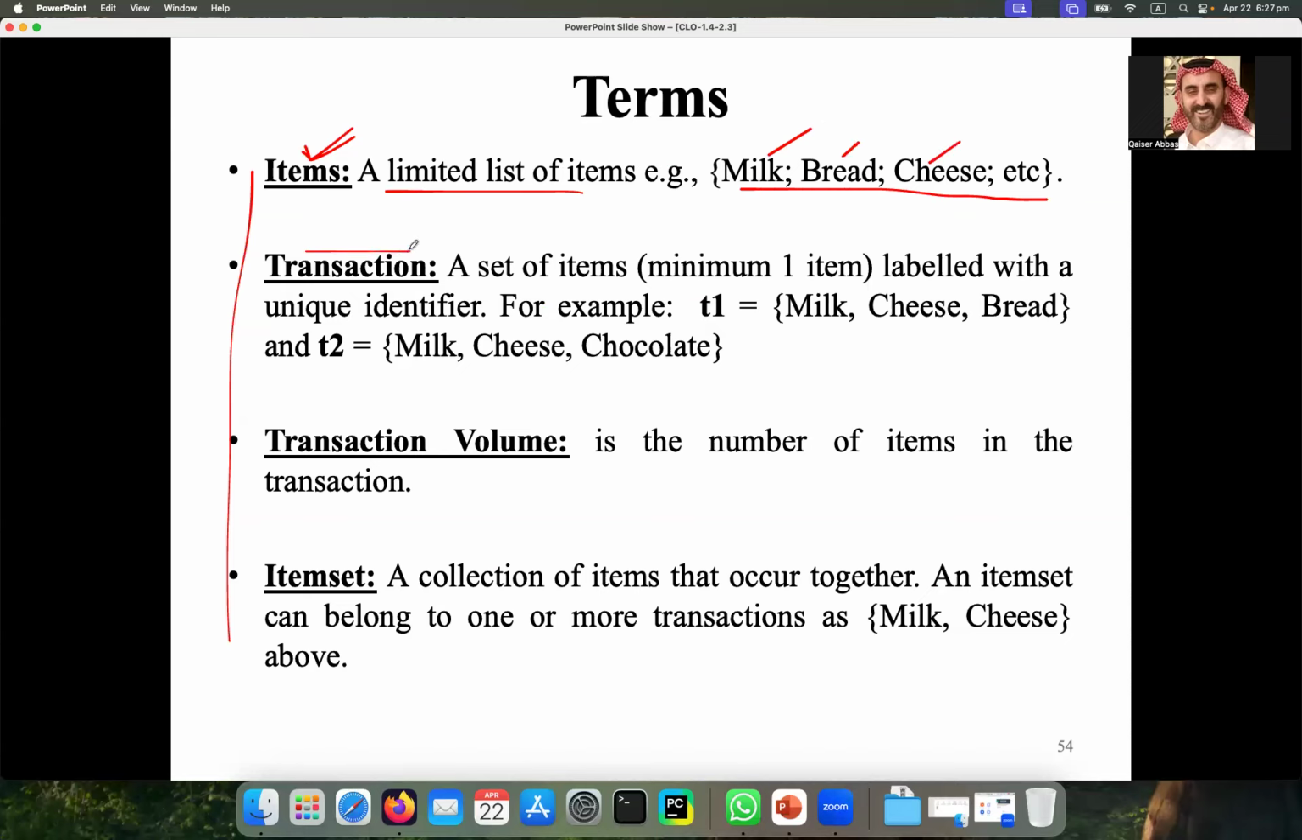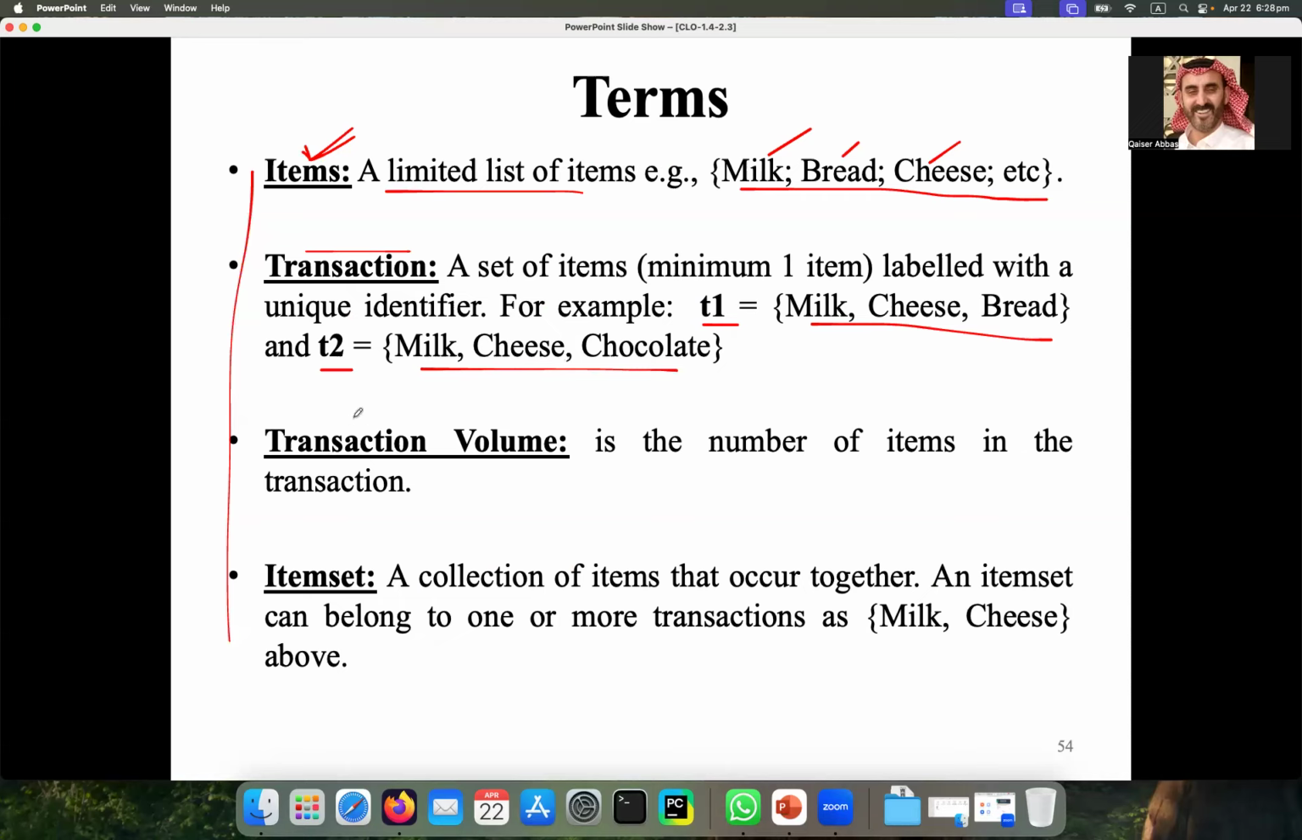And what is a transaction? From the previous slide, you know what a transaction is: T1, T2, T3. A transaction can contain one item or more than one item. For example, if T1 is equal to milk, cheese, bread, this is a transaction containing three items. The transaction ID is not mentioned here, but you will see it in the example. T2 again has these three items in it.